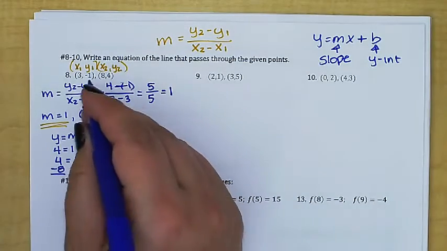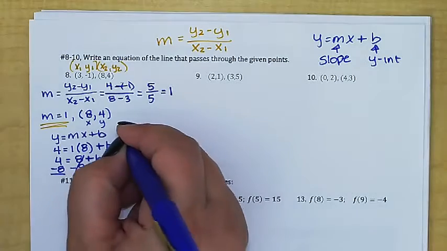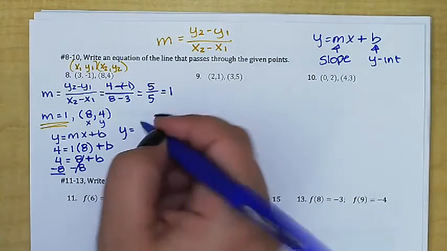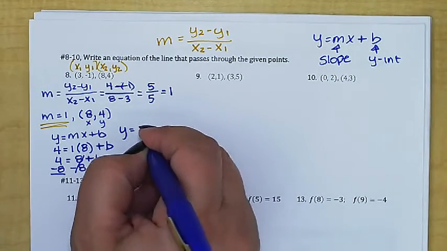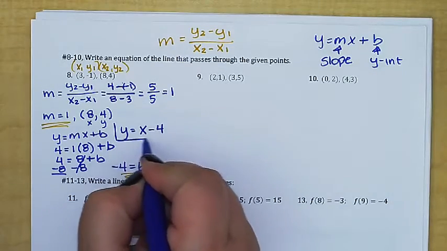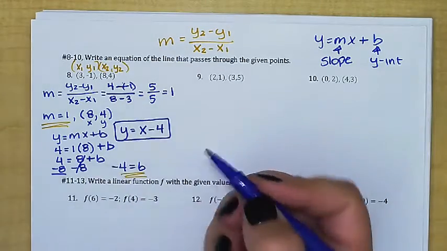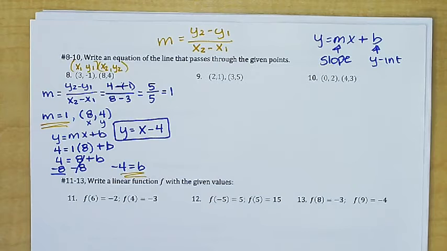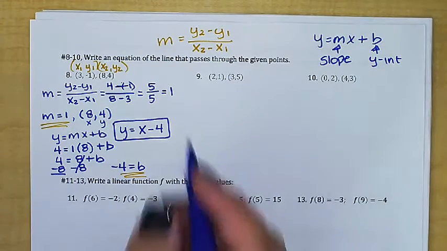I have my slope, I have my y-intercept, and now I can write the equation of this line. So the equation of the line that passes through those 2 points is y equals a slope of 1x, or just x, and then a y-intercept of negative 4. So there's our equation. And again, if you wrote 1x minus 4, that is perfectly okay. All right, let's try another one like that.